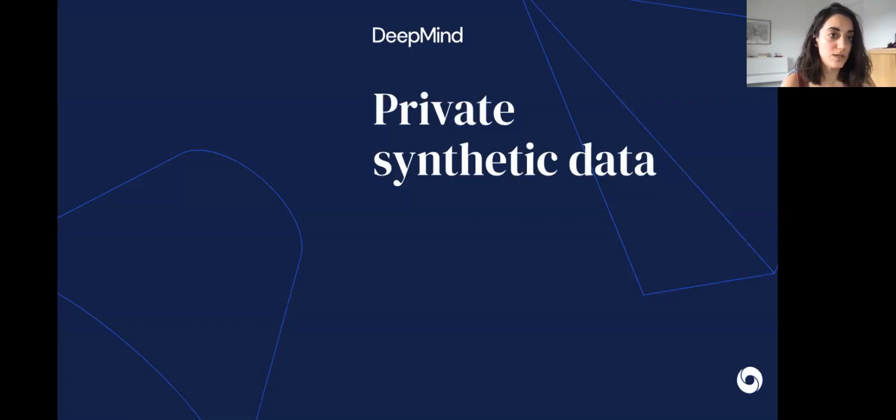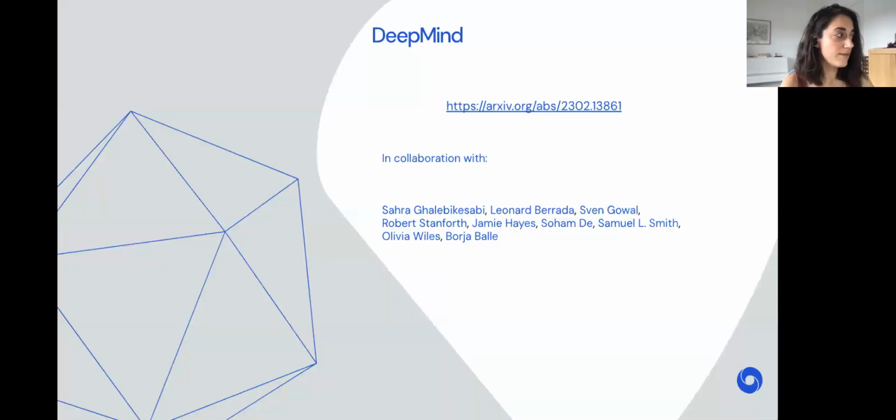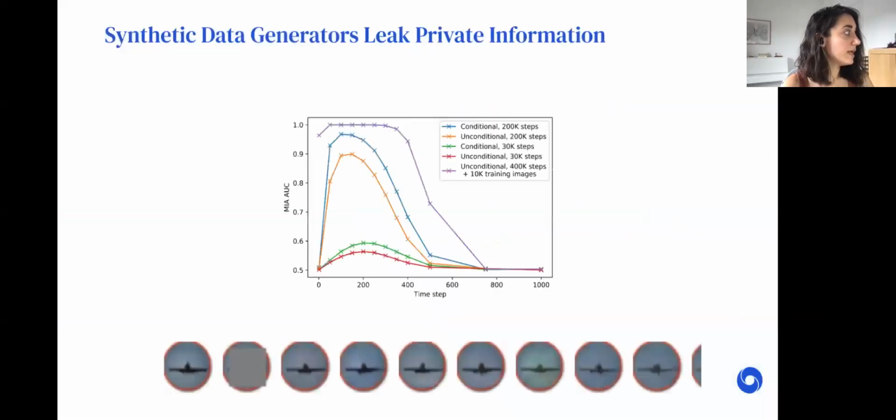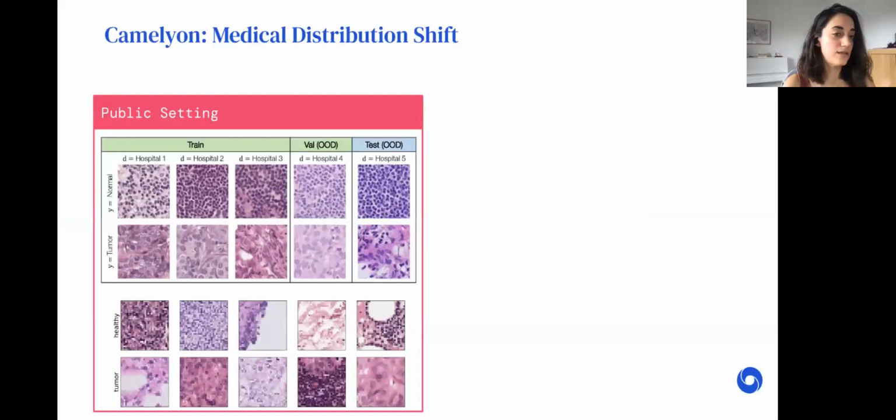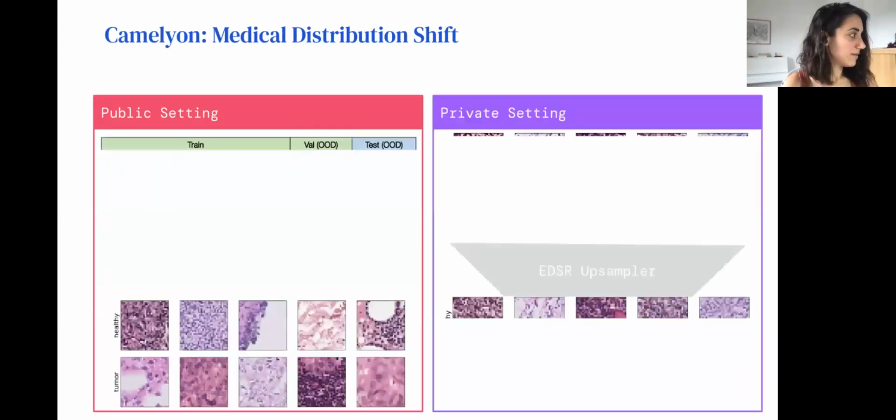And this is what led to this project around private synthetic data, with this set of collaborators at DeepMind. Essentially, the goal is to avoid leaking information from synthetic data generators. We only started scratching the surface of that in the medical setting by looking at the Chameleon data set, because it's lower resolution and it's also, as I mentioned earlier, much more homogeneous. So the task is already familiar.